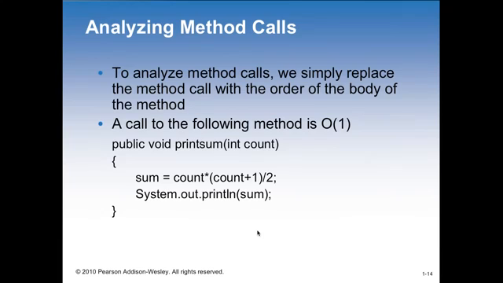To analyze a method call as an example, let's say we're not doing a loop, we're just doing classes with methods. Simply replace the method call with the order of the body of the method. So this particular call will be big O(1) because we only have one method call. If we had multiple method calls or nested method calls, we would increase the complexity as well.